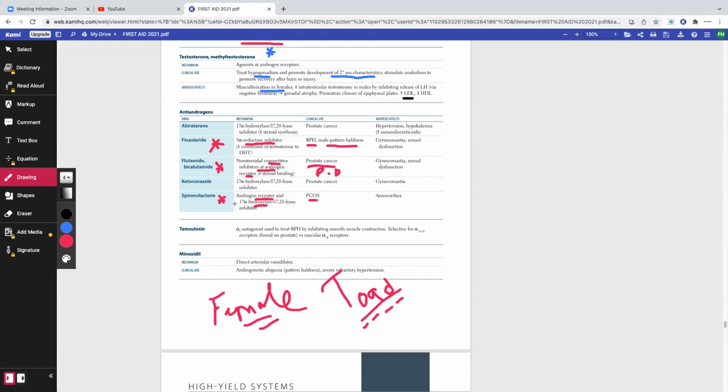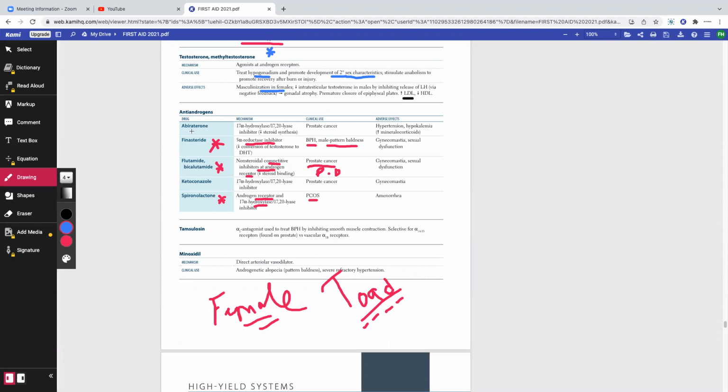Now, the thing is, we do not give spironolactone primarily for PCOS. We give spironolactone because it's a potassium sparing diuretic. So we give it for patients who are taking diuretics, but they also have hypokalemia. These are the patient populations who will get spironolactone. That's it. Now let's talk about two other drugs that are not very high yield.